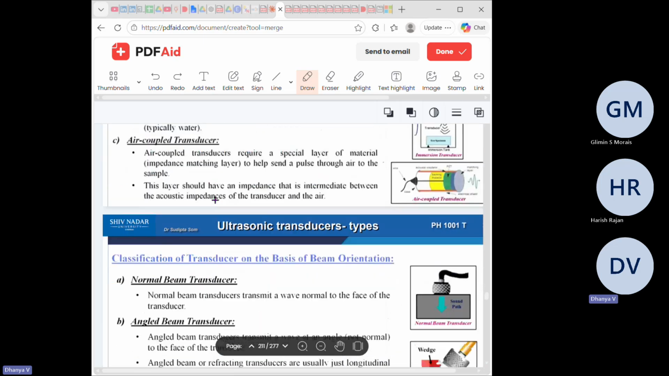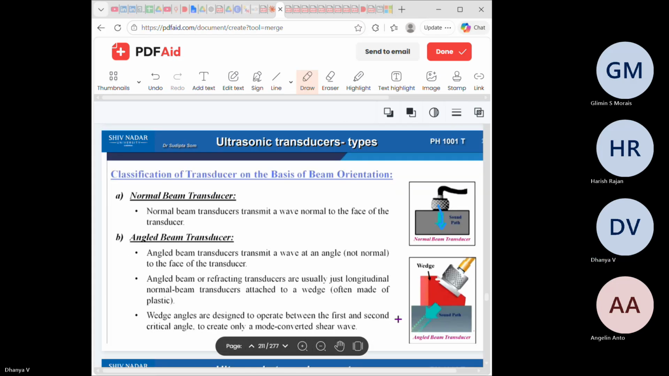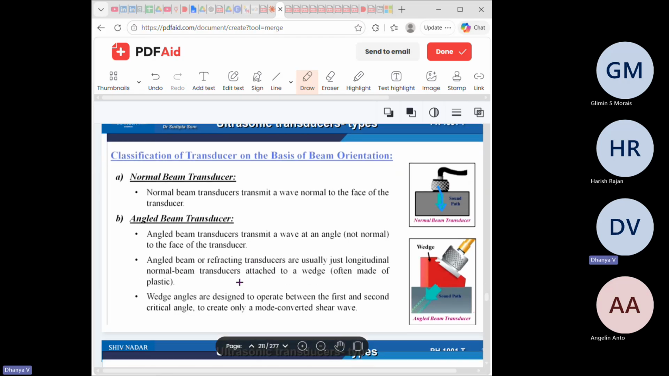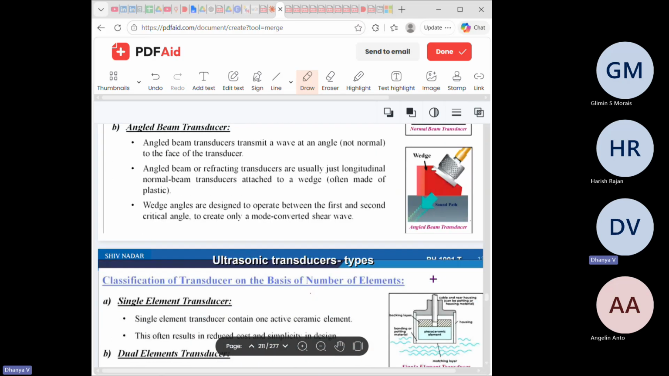Now, normal beam transducers transmit a wave normal to the surface. So here also, everywhere, the couplant comes into the picture. So you need to know, it's just used to match the reference frequency between your testing material and your ultrasonic transducer. So okay, here it sends the beam normally, and here it sends it angularly. It's just the same thing it's telling again and again. So there's this angular beam that is generated, put in different words.